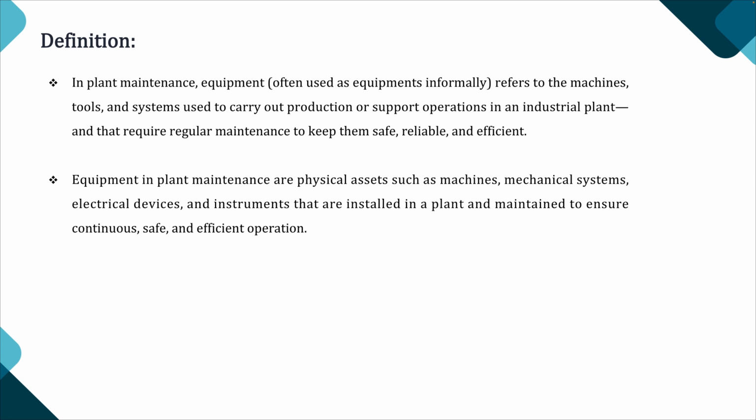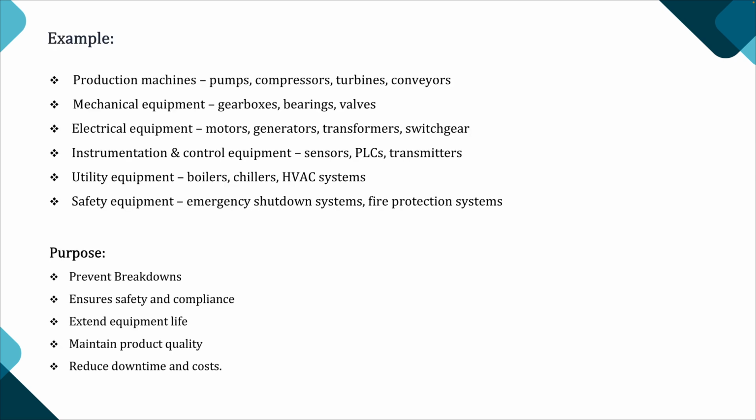So equipment in plant maintenance are physical assets such as machines, mechanical systems, electrical devices, and instruments that are installed in a plant and maintained to ensure a continuous, safe, and efficient operation. For example, your production machines consist of pumps, compressors, turbines, conveyors. Your mechanical equipment holds your gearboxes, bearings, valves. Then comes your electrical equipment, that's your motors, generators, transformers, and switchgear.